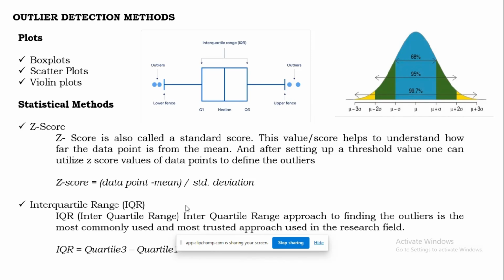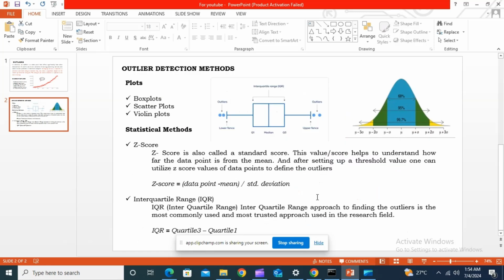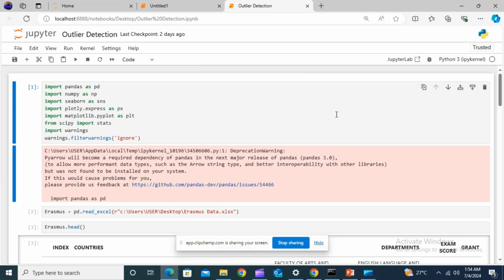Now, interquartile range. The interquartile range approach to finding outliers is the most commonly used and most trusted approach used in the research field. In my next screen, we are going to show you in detail using Python how we can use the Z-score and the interquartile range to identify and eliminate outliers. So I'm quickly going to escape the screen. Then I'll go to my next screen, which is my Python, my Jupyter notebook.